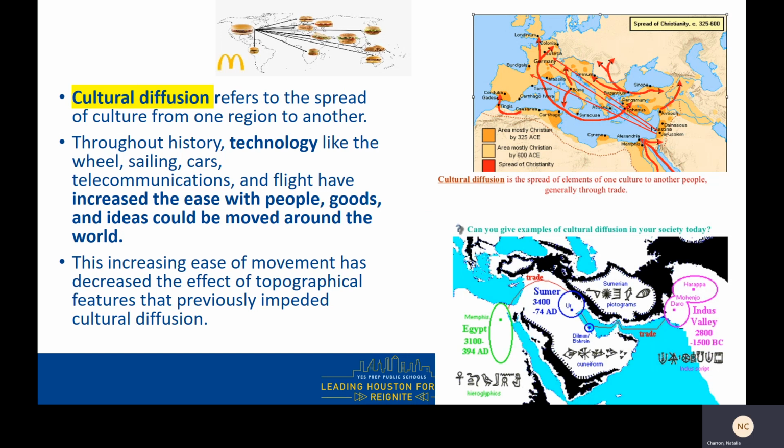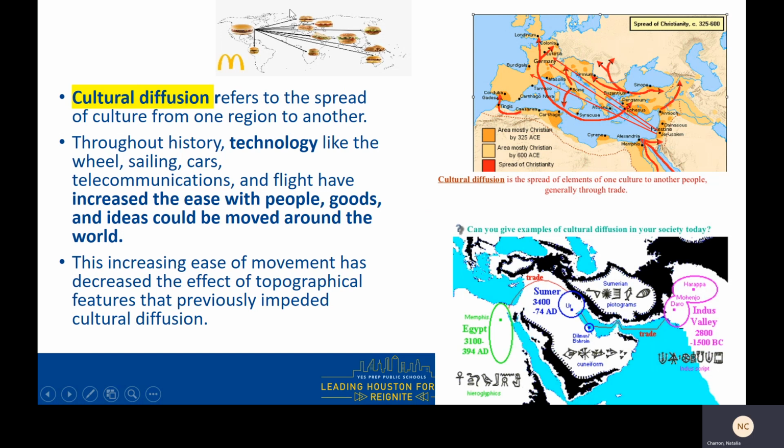Because it's easier for ideas and goods and diseases to move around the world, topographical features matter less in terms of keeping people apart. In other words, I don't care that there are mountains between us because I can just call you and not have to cross them. I can exchange my ideas with you without having to actually physically climb the mountain and then climb back down.